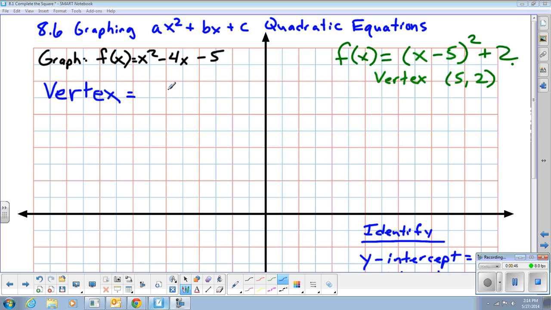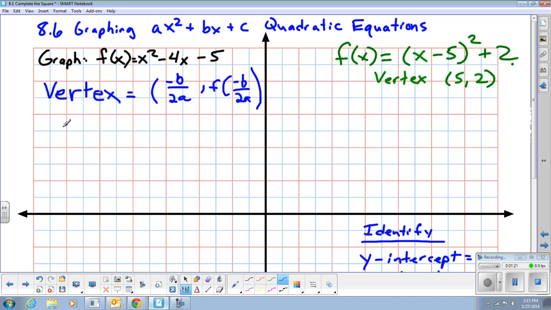a new formula. The vertex is actually found, this would be our x coordinate, by doing this. We have a parenthesis and it's a little formula: the opposite of b over 2a, comma, the function of the opposite of b over 2a. Okay. All right, so how do we do this?